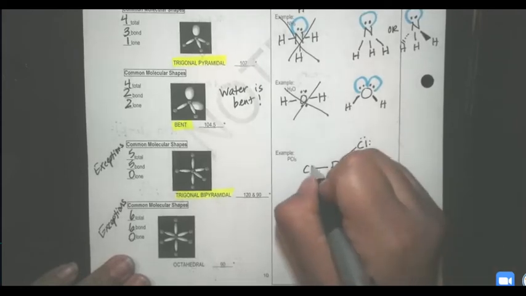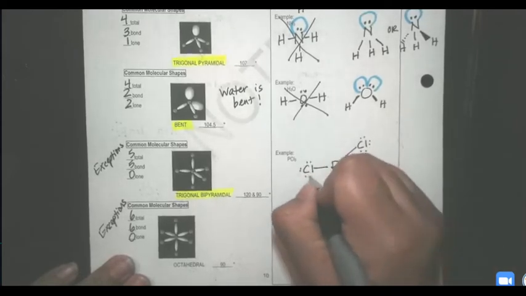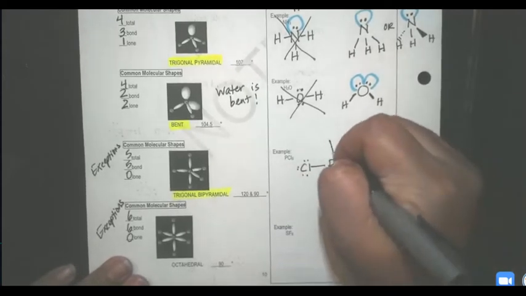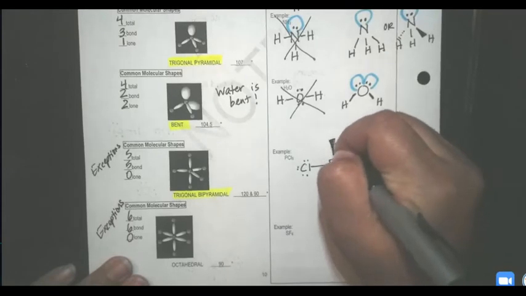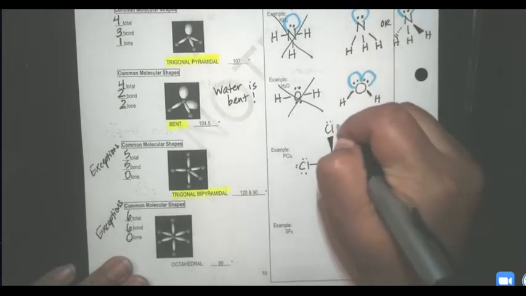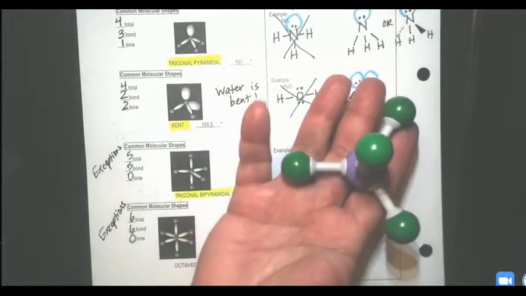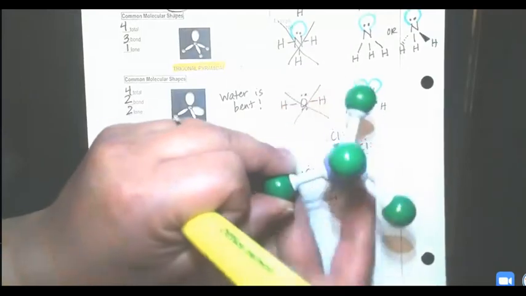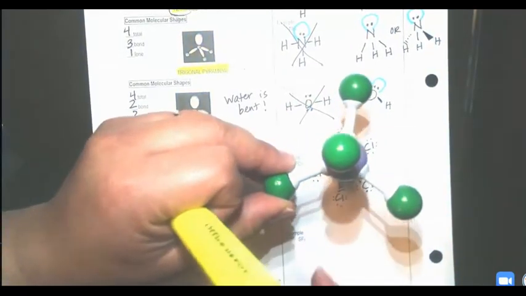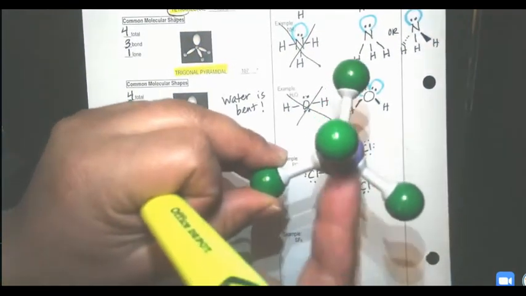Add my lone pairs, right? And then I have the Cl coming out of the top of the page and then going behind the page. Okay, so that would be it looking like this, right? So I have my triangle, right? And then one going down the page and one coming at me, which would be this one.